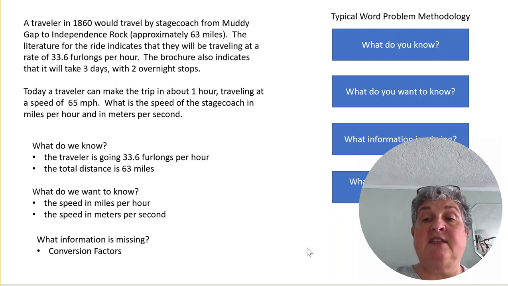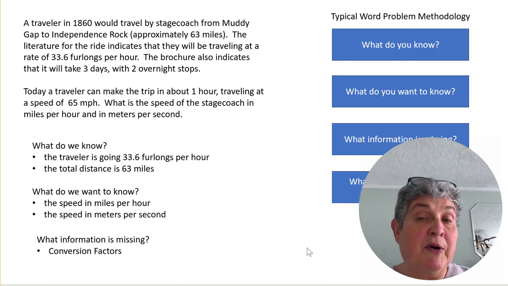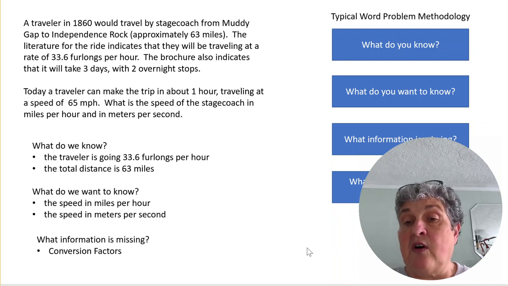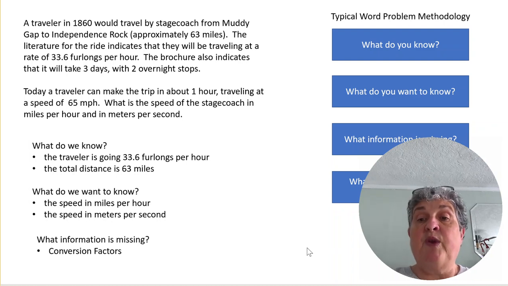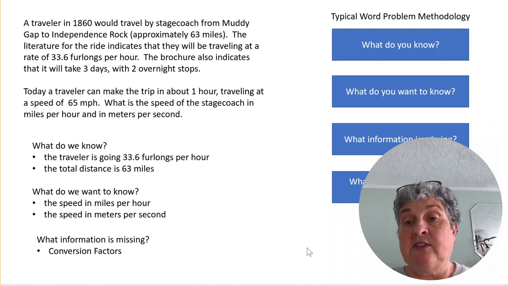And again, because this is chemistry or physics, we know that sometimes we may get a part B or a part C or a part D of the question. But in this case, we're just going to be looking at that 33.6 furlongs per hour. Well, what is it we want to know? We want to know the speed in miles per hour, and we want to know the speed in meters per second. And the information that's missing are conversion factors.